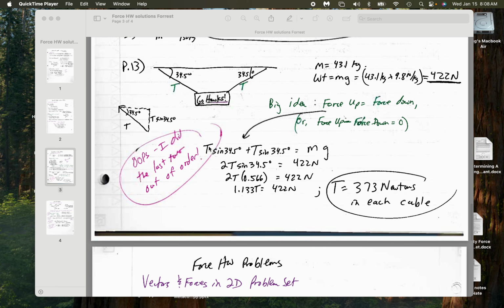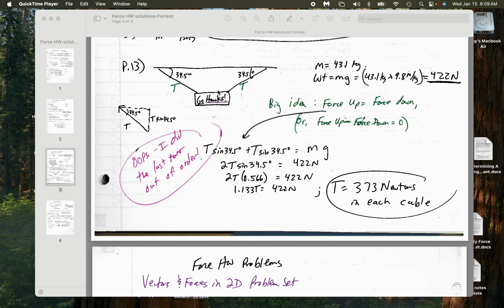Problem 13 is similar to what I did in class as an example. So I'm thinking here, big idea, the force up equals the force down. Or I could say force up minus force down equals 0. This wasn't an oops, by the way. I did this first because it was a short problem, and the next one's a long problem.